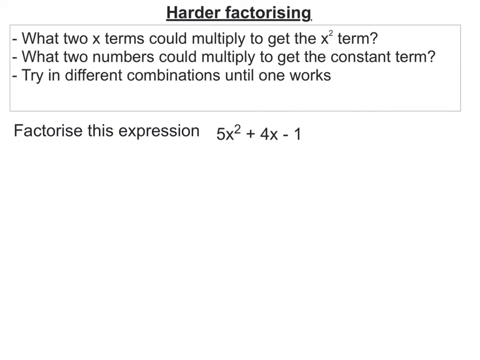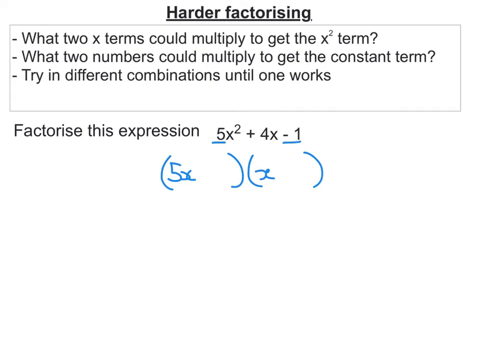In this video we're going to look at factorising quadratic expressions where the x squared coefficient is no longer 1, so in this case it's 5. Well, what do I know? I'm going to have two brackets and I'm looking for two x terms, the start of each bracket, that multiply to get 5x squared, so that's only going to be 5x and x.